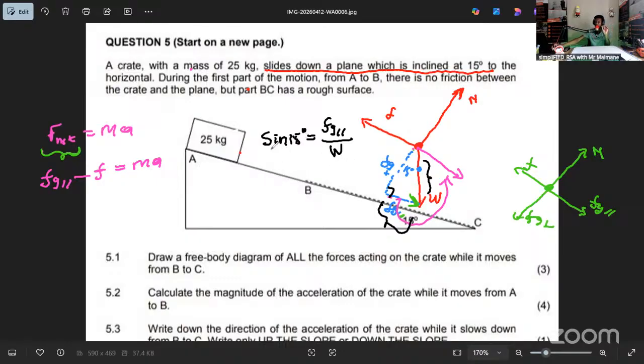Therefore, when you cross multiply, because everything is over 1, you multiply this by this, therefore FG parallel becomes W sine 15. So that's why. We're going to substitute there. So for FG parallel, it's going to be W sine 15 degrees minus frictional force is equal to MA.